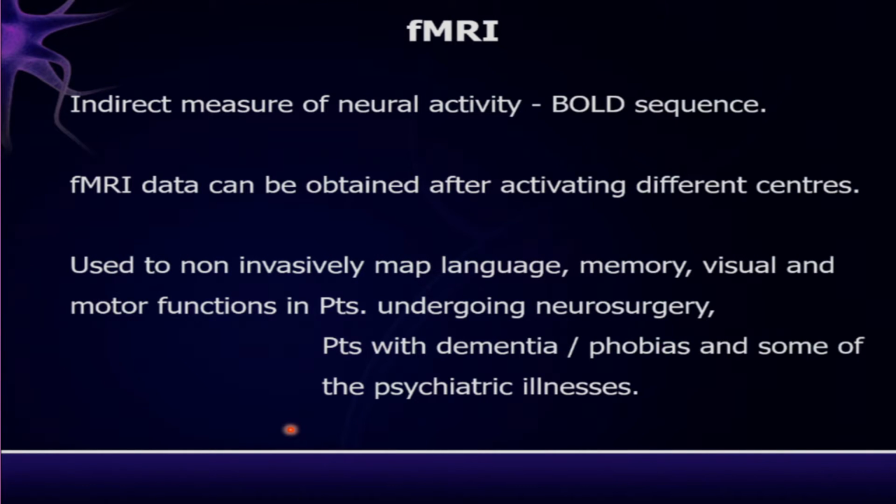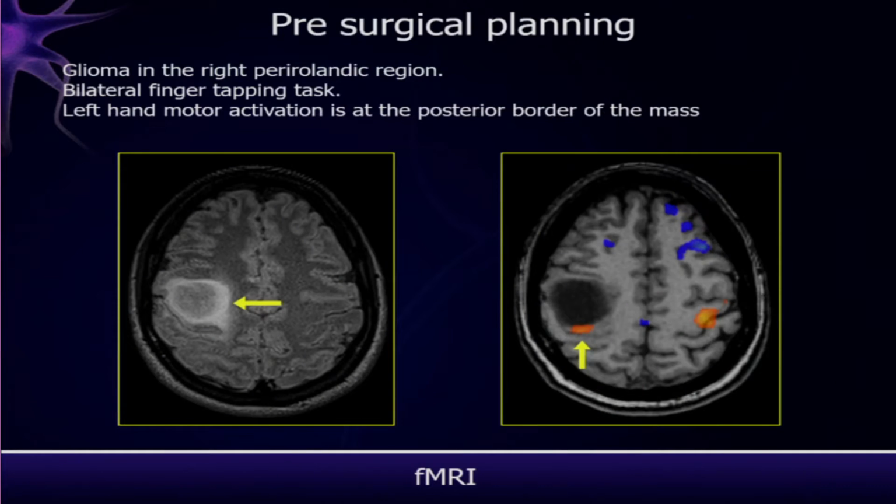fMRI is an indirect measure of neuronal activity. It's a blood oxygen level dependent sequence. fMRI data can be obtained after activating different centers. It may be language, memory, visual, or motor functions. This is used in patients undergoing neurosurgery, or patients with dementias, phobia disorders, and some psychiatric illnesses. This is a patient with glioma in the perirolandic area. The second image on the right-hand side shows activation of the motor area in the finger tapping test. The motor fibers are immediately posterior to the tumor.